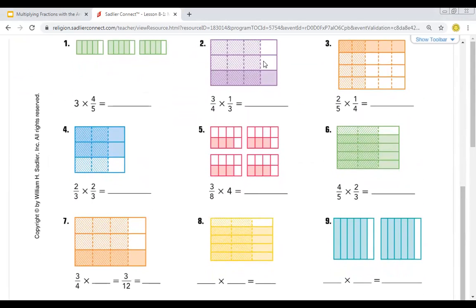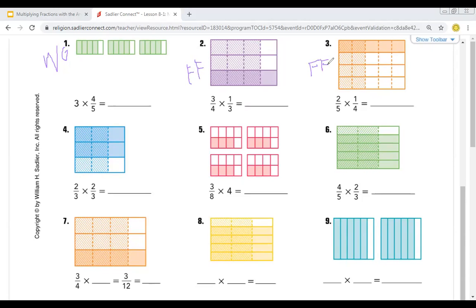I want to label each problem either whole number grouping or fraction of fraction. So what would number 1 be? Whole number grouping or fraction of fraction? So everyone just write like WG for whole number grouping. What about number 2? Fraction of fraction. So everyone write FF. How about number 3? Fraction of fraction.